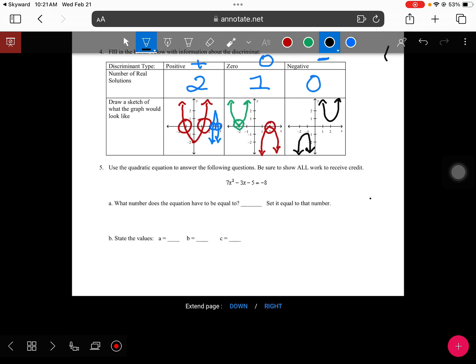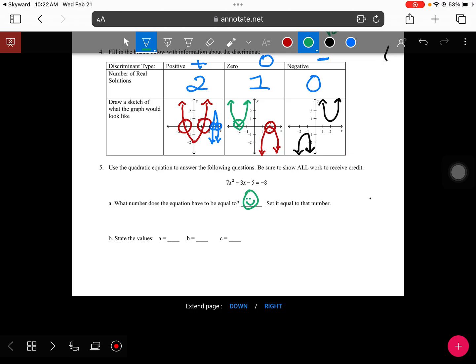Questions on 4? All right, let's take a look at 5. Talk to me. What number does the equation have to be equal to? 0. And set it equal to that number.